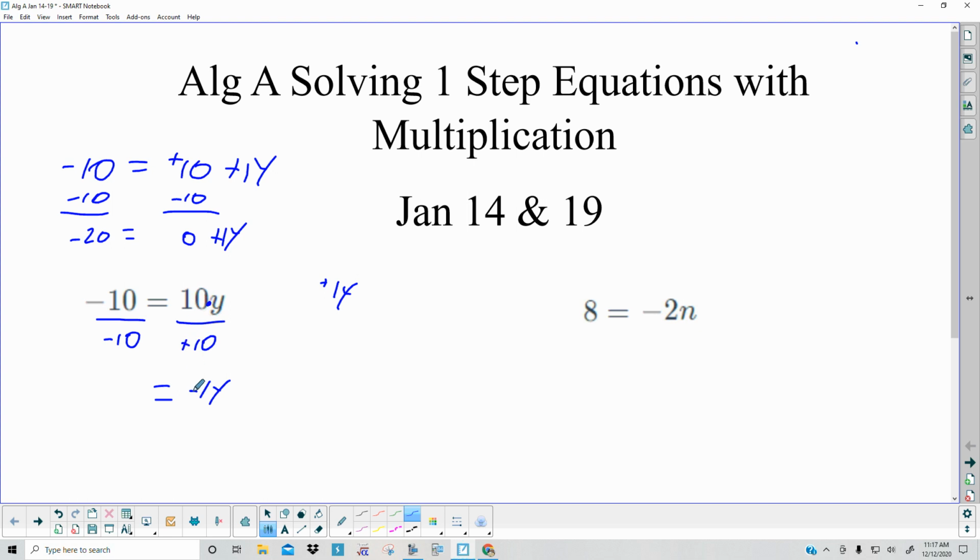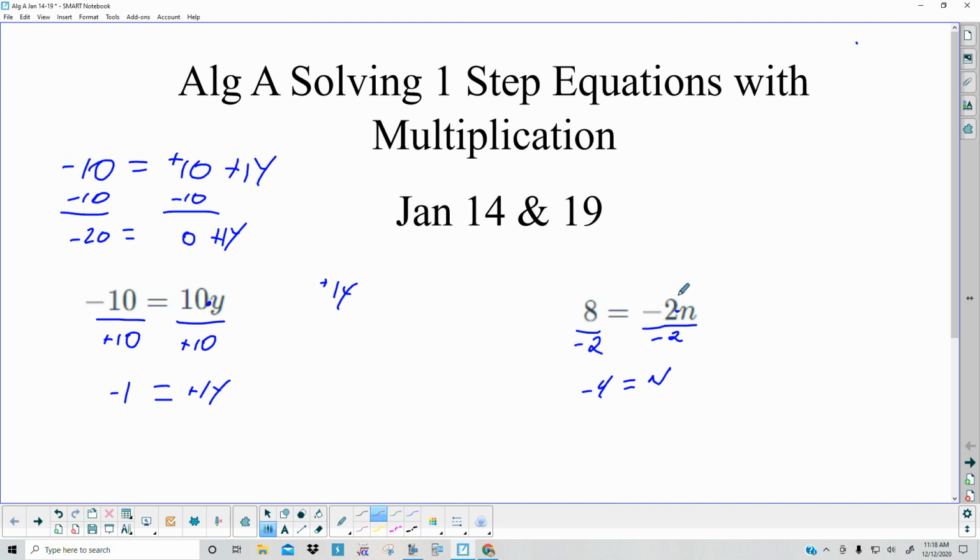10 over 10 is just 1. Don't change the sign when you divide. Whatever the sign of that number is, don't change it. Because 10 over 10 is worth 1. This becomes negative 1. Whatever number is with the variable that's held by multiplication, just divide it out, whatever it is. Reduce the left side, you get negative 4 is equal to n.